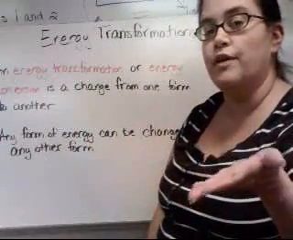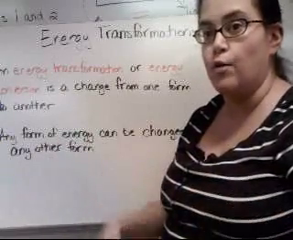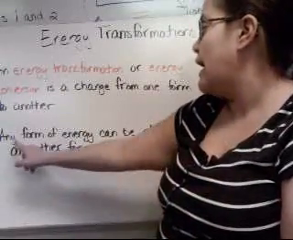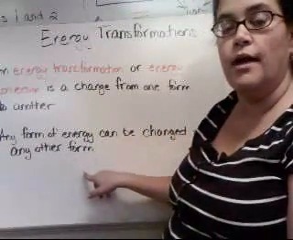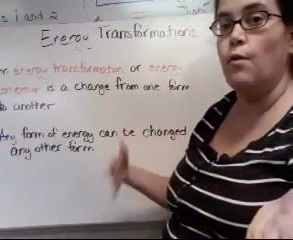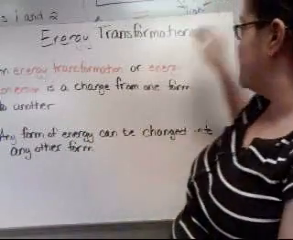So we have one form of energy, and then it changes to a different form. And we're going to go through all the forms here in a second. Any form of energy can be changed into any other form. So it doesn't matter what we start with or what we end with. They can change from one form to another.